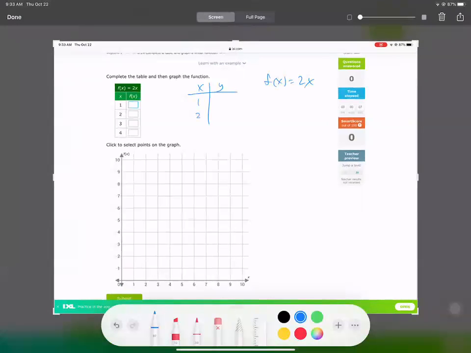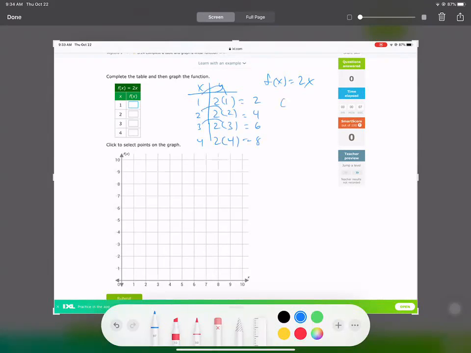So 1, 2, 3, and 4. Then we write 2x, 2x, 2x, 2x. And I write the parentheses there so I can just plug in the number 1, plug in the number 2, plug in the number 3, plug in the number 4. 2 times 1 is 2, 2 times 2 is 4, 2 times 3 is 6, 2 times 4 is 8. So this is how I'm showing work. As problems get larger, you can do this in your brain.